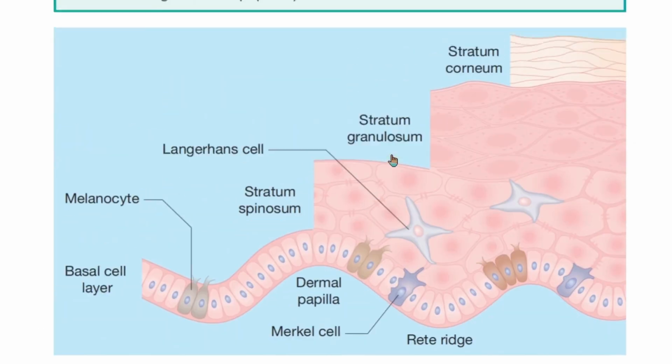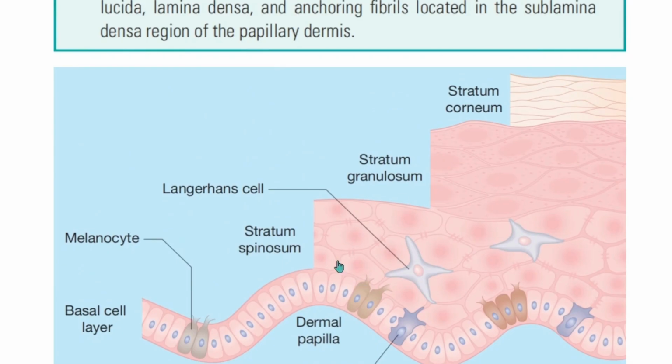In conclusion, as we can see here, in the epidermis we have the basal cell layer. In the basal cell layer we have melanocytes, Merkel cells, and primary skin cells, and then we have the stratum spinosum. In the stratum spinosum we have keratinocytes also, and Langerhans cells. In the stratum granulosum we have cells filled with granules, and the stratum corneum is the first layer of the skin, from descending to ascending side.